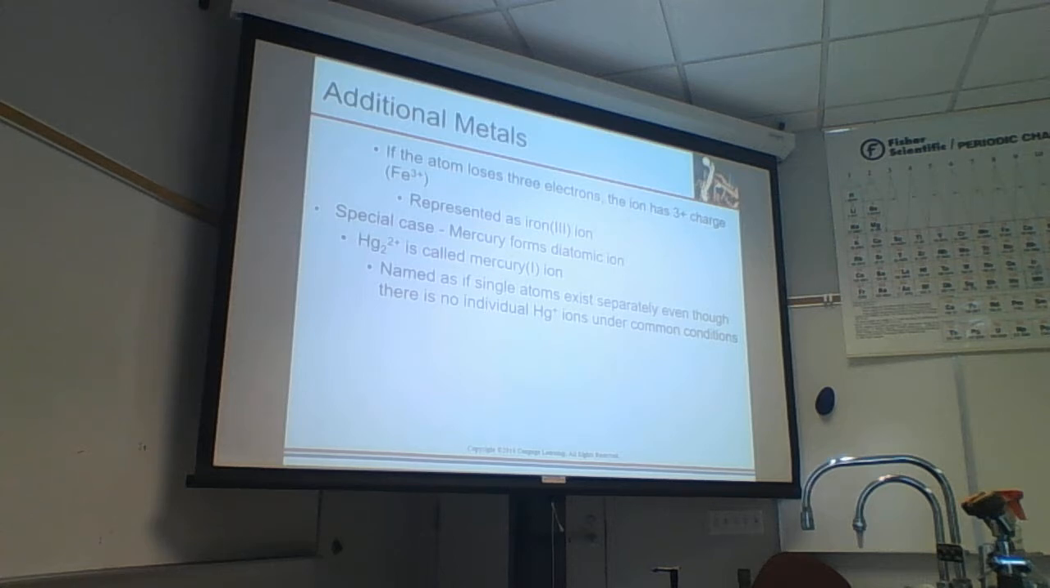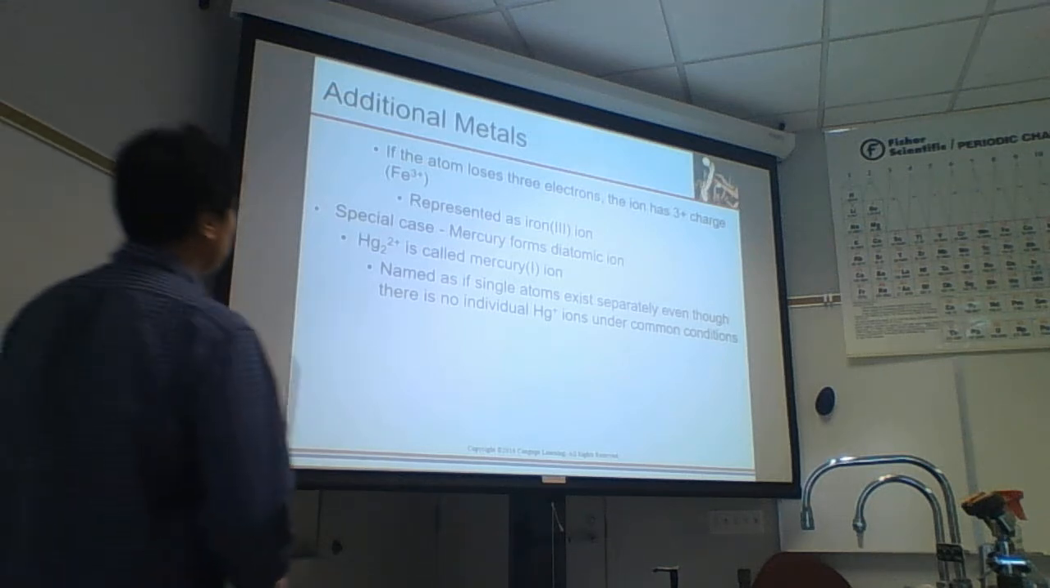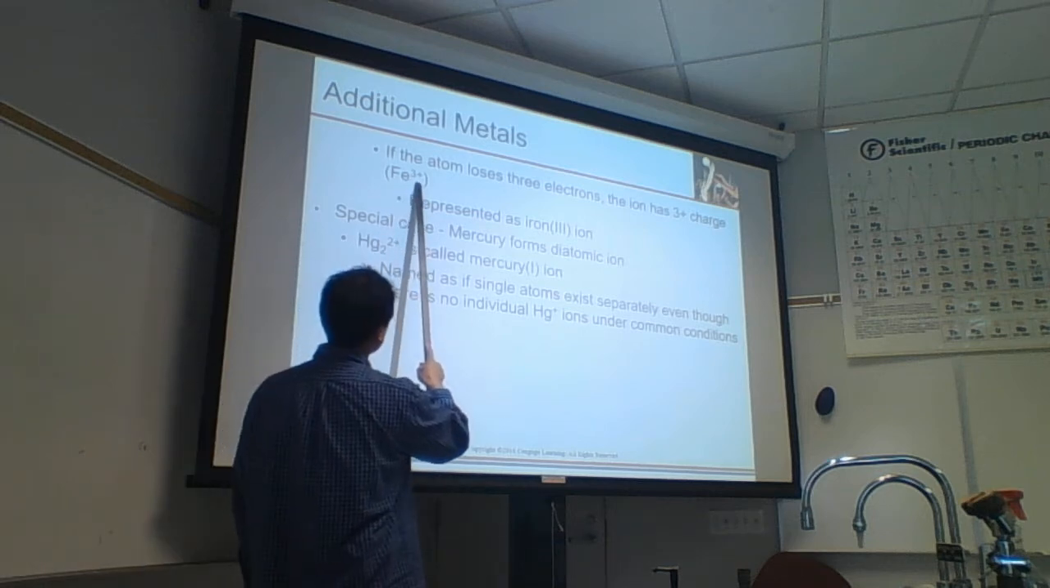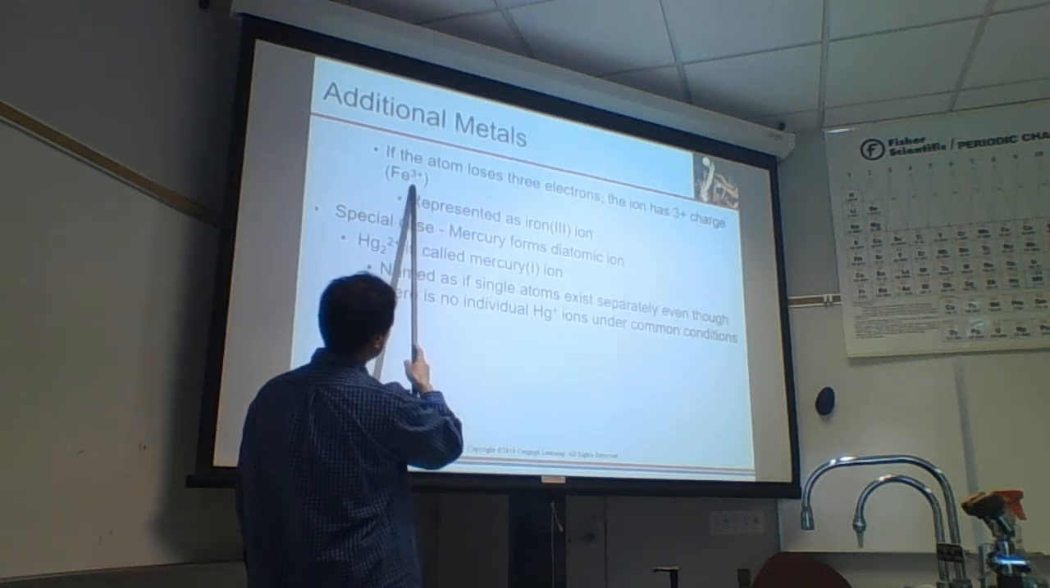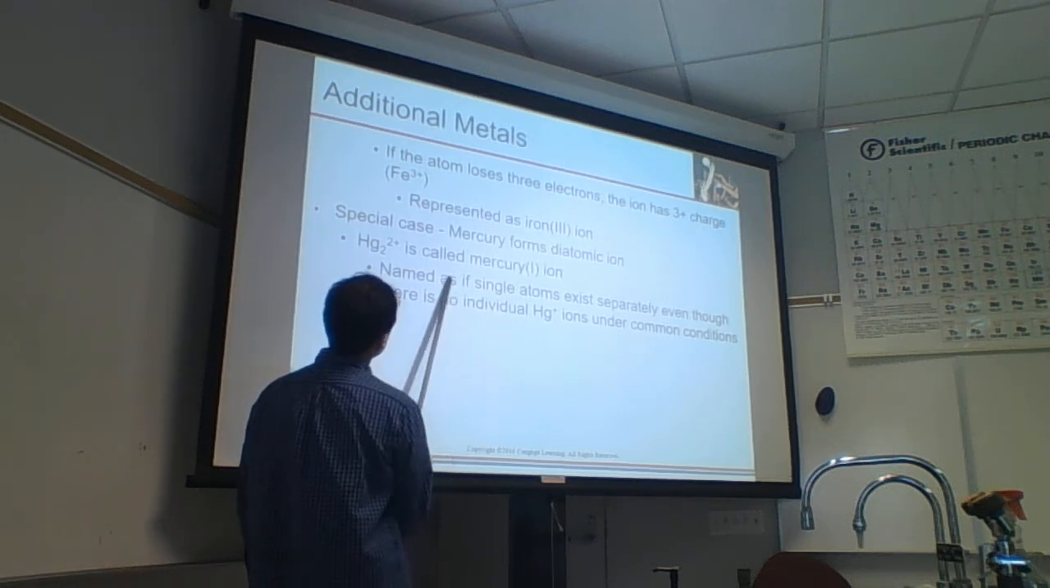So iron, if it loses 3 electrons, then it's going to end up with 3 missing electrons, which means 3 of the protons in the nucleus aren't going to have a negative charge to balance them. Of course, iron(III). There's the iron(III) ion here.